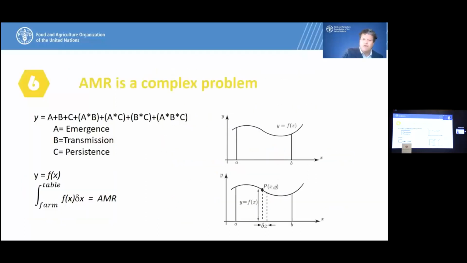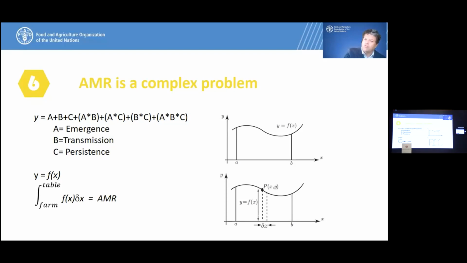The sixth point I want to make here is that AMR is a complex problem. And this was embedded in that wicked problem discussion. Now, these formulas that I put up here are kind of arbitrary. I've just made them up, but I really want to give you an example to make a point. When we talk about antimicrobial resistance, there's really three drivers. There's the emergence, transmission, and also the persistence.